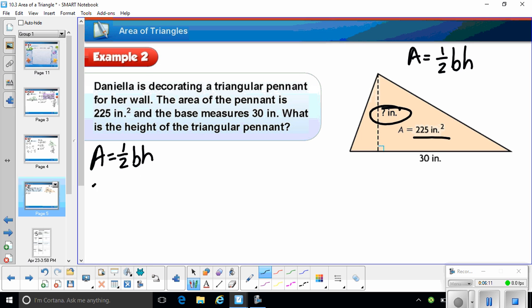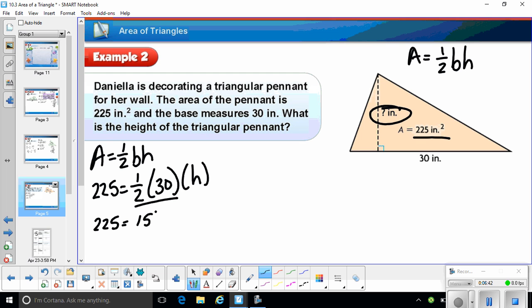So area is 225. I keep the 1/2. I see that I have the base, but I do not have the height. And so that will be my variable. And so I'm going to solve the first two things that I have on this side of the equation, which is 1/2 times 30. Again, I like to think of it as 30 divided by 2, which I know equals 15. And so now my equation looks like this.